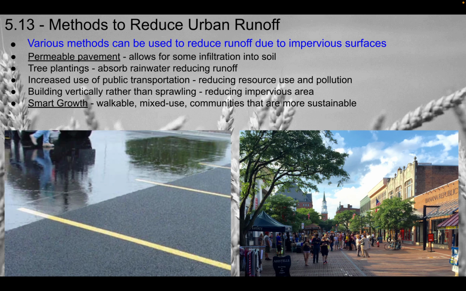Another idea is building vertically rather than a suburban sort of sprawl type of community. So building vertically increases the density of people in a given area, while reducing the amount of land area that's needed to house those individuals. And that reduces this impervious area as well. So building up rather than out can be also a more sustainable practice and can also be a part of this smart growth strategy.